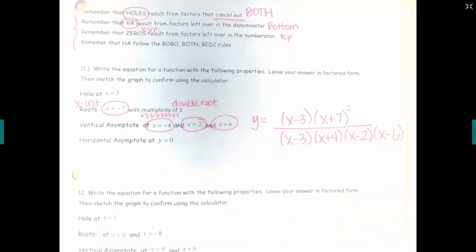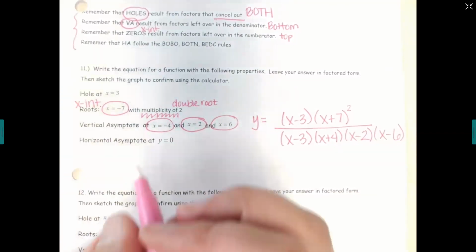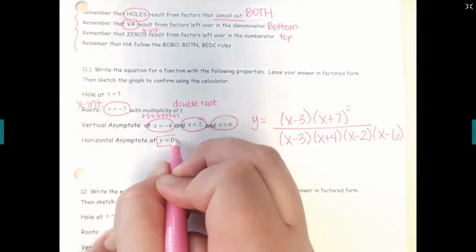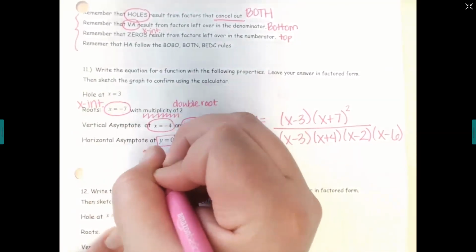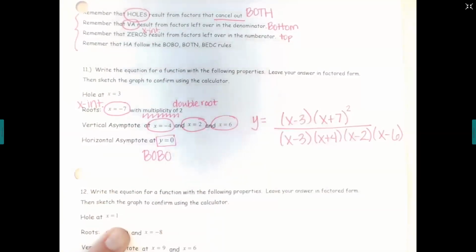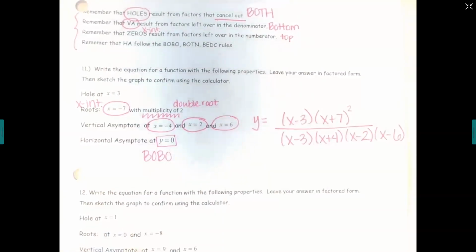Okay, the last thing that you have to check is the asymptote. If my asymptote is supposed to be 0, should it have been a Bobo, a Botan, or a Betsy? Has to be a Bobo. Then all I want you to do is make sure there's more X's on the bottom.